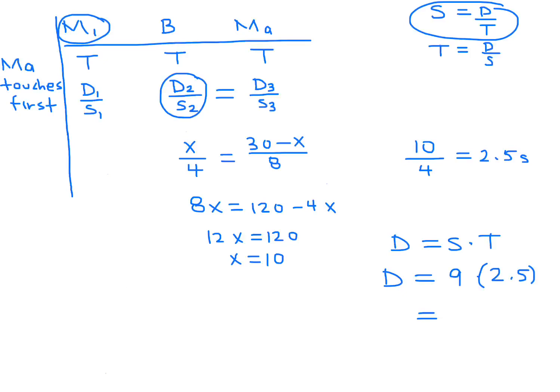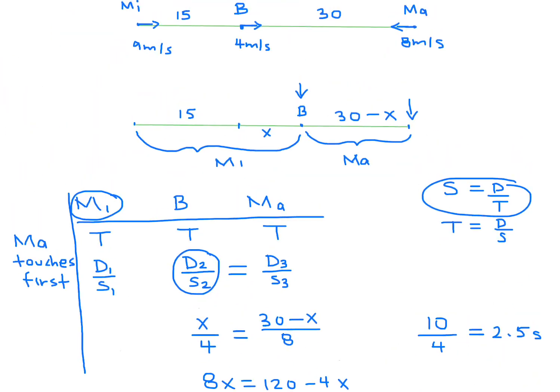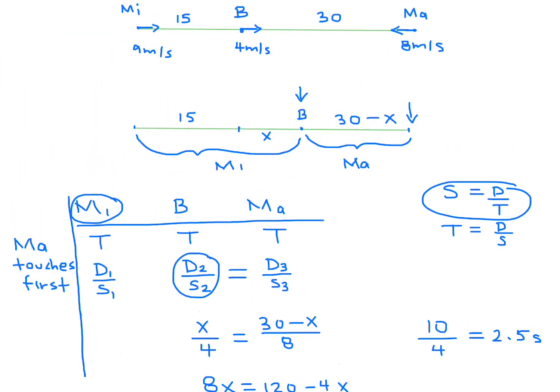And therefore this is equal to 22.5. All right, we got it. So let's go back and fill all this in. Michael was originally here, correct? He travels 22.5, so he goes all the way here to 22.5. This is 22.5.